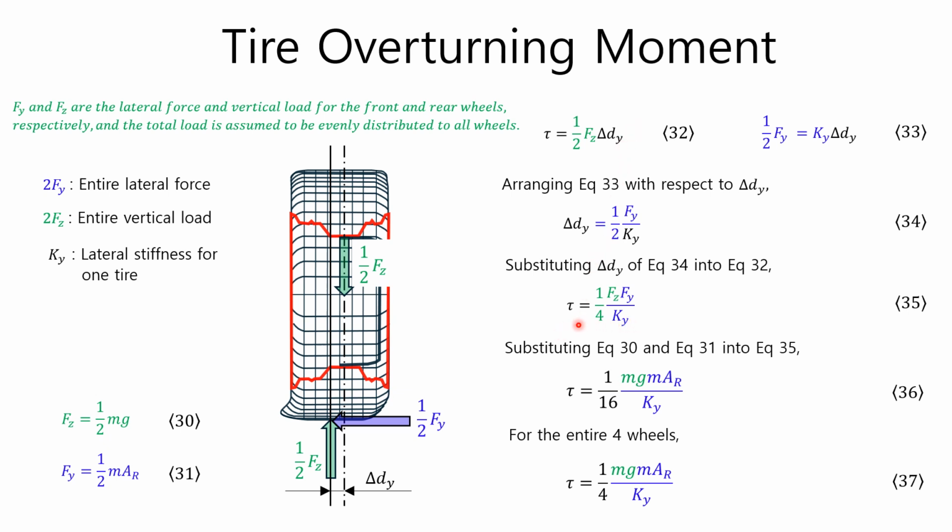In equation 35, since the normal force Fz is 1/2 mg as shown in equation 30, and the centripetal force Fy is 1/2 ma_r as shown in equation 31, the overturning torque for one tire can be expressed as equation 36. Therefore, the sum of the overturning moments of the 4 tires acting on the entire vehicle can be expressed as equation 37.